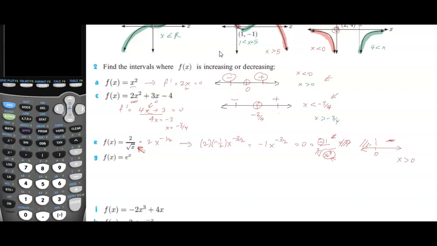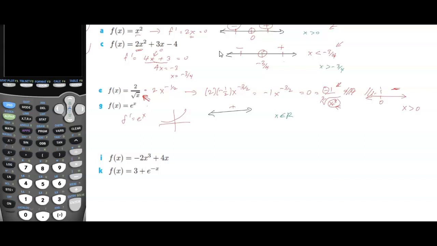Okay. E to the x, we've actually done this one before, right? So the derivative of e to the x is e to the x also. Remember, e to the x is a function which is constantly increasing, right? So the sign diagram is just going to be all positive, right? It's constantly increasing. So the interval where it's increasing is all real numbers, and it's never decreasing. What about I? Let's see. Okay, we're going to find the derivative.